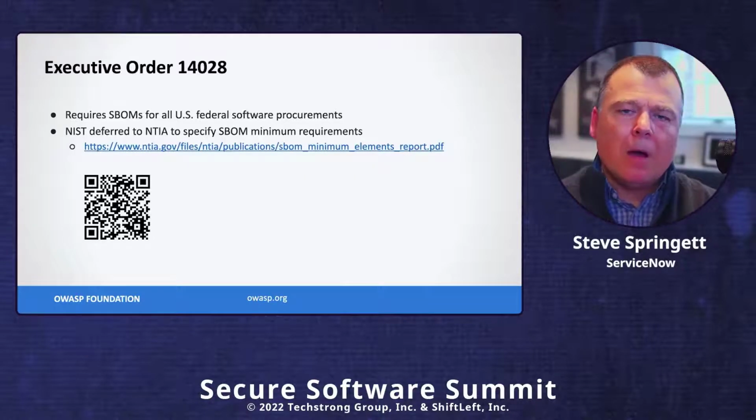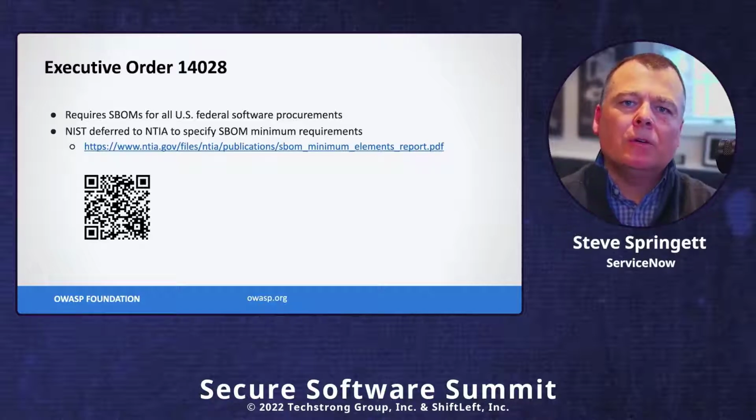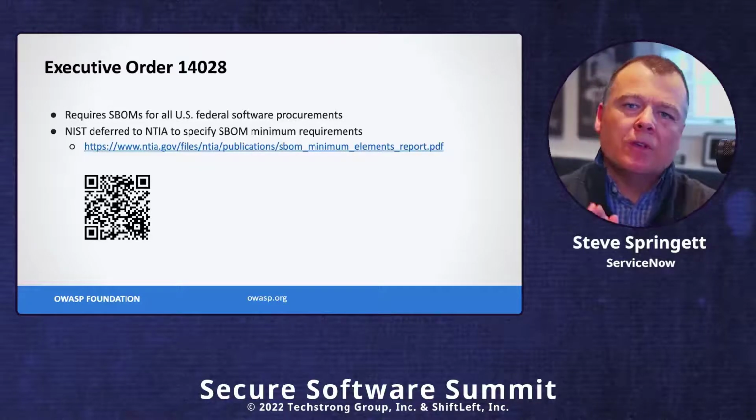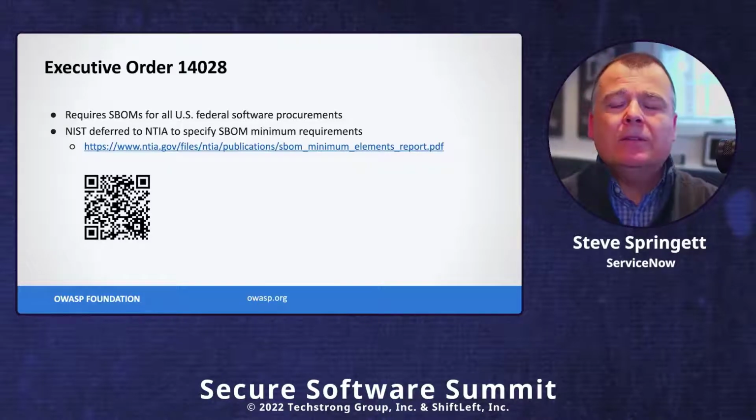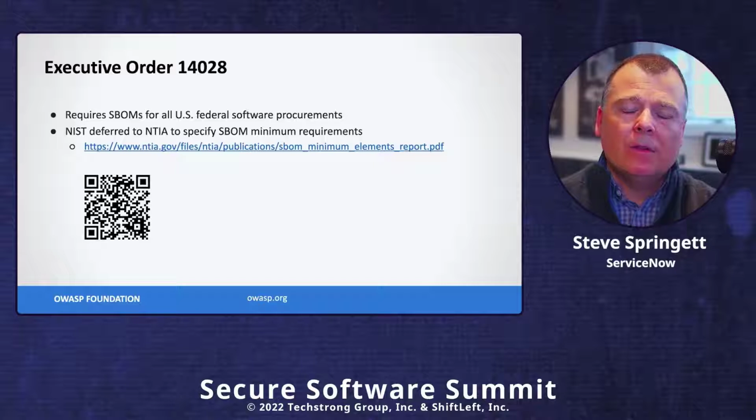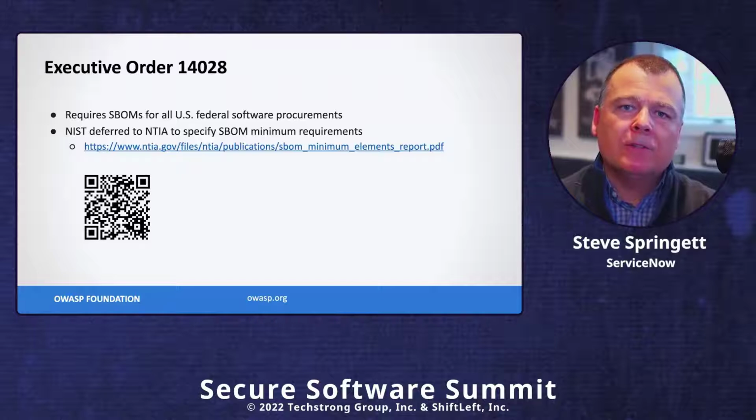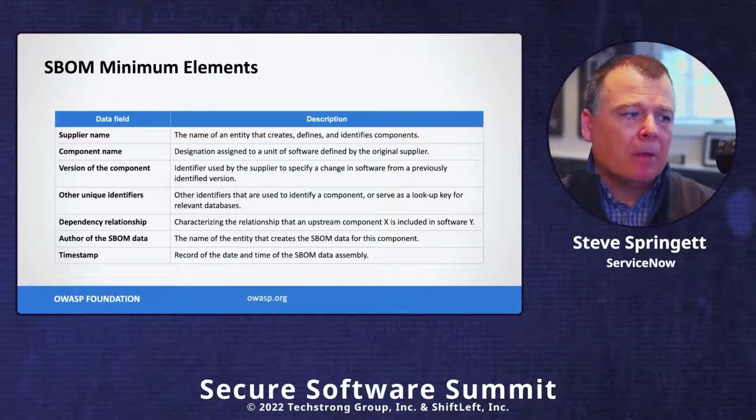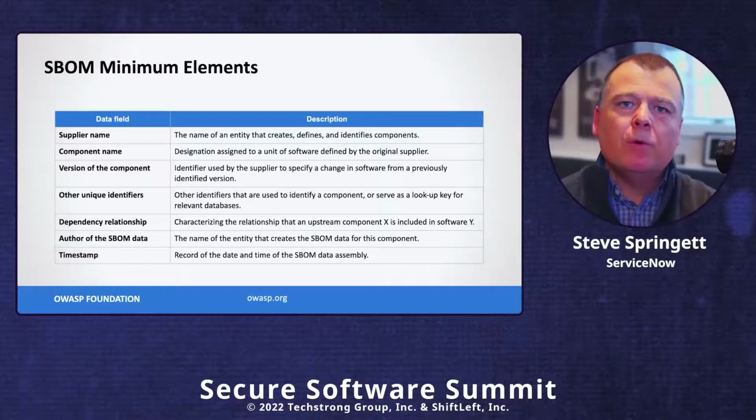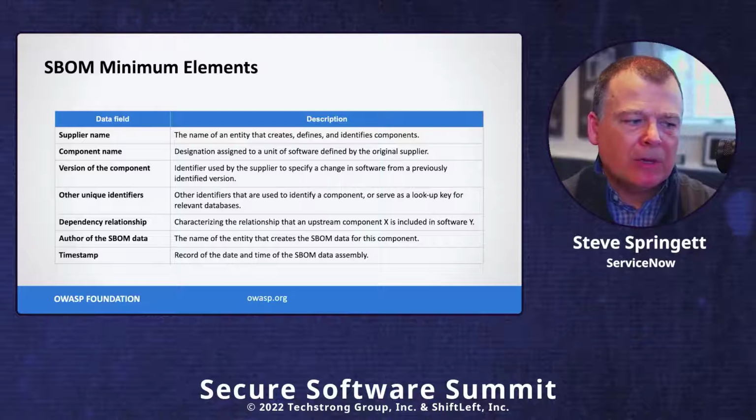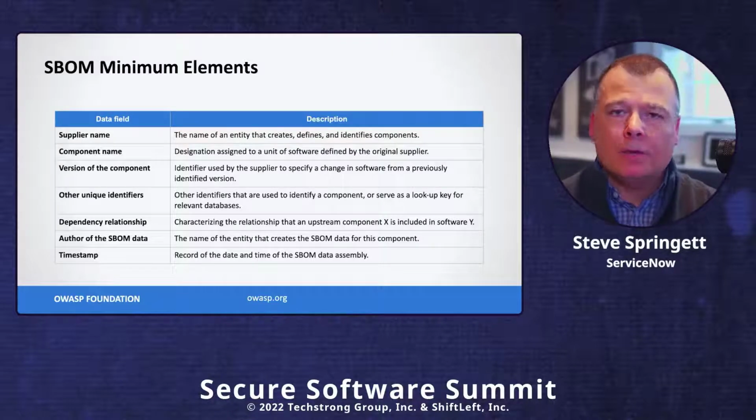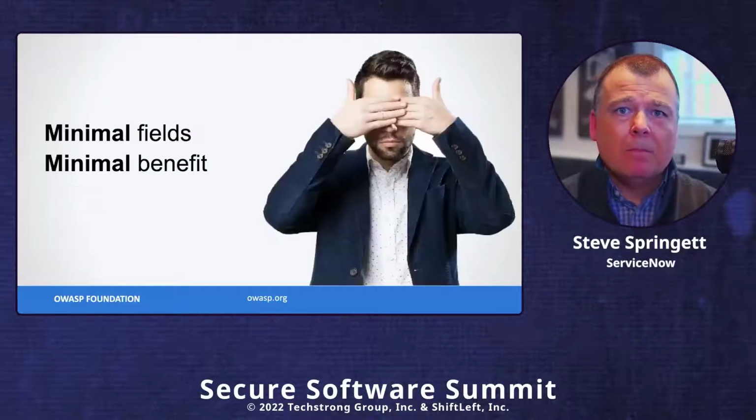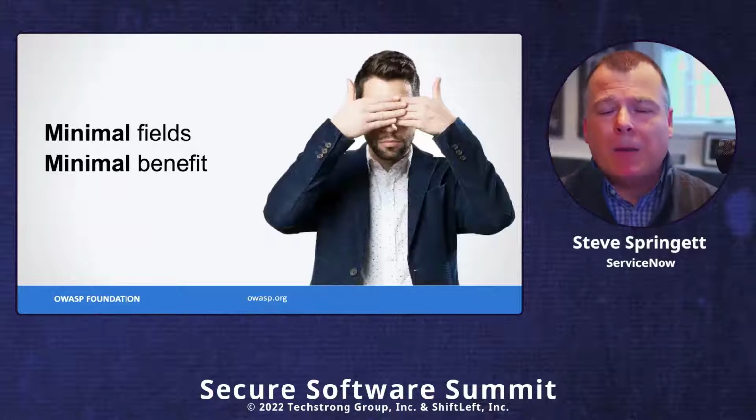With that in mind, many of the technical requirements for the executive order were shifted over to NIST. However, NTIA, one of the sister agencies of NIST, was responsible for describing what the minimum elements of an SBOM are. And this is essentially what they are. You have a supplier name, the component and version, maybe a few other unique identifiers, dependency relationships, timestamp, and who authored the SBOM. Really, really minimum fields. However, minimum fields equals minimum benefit.